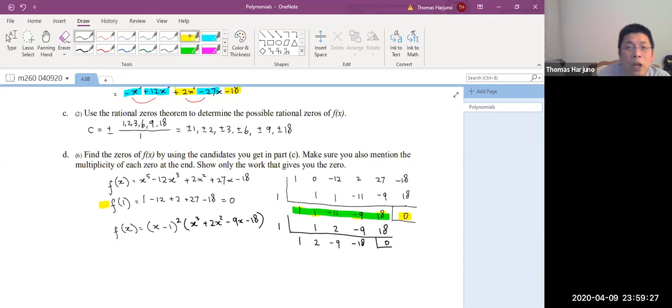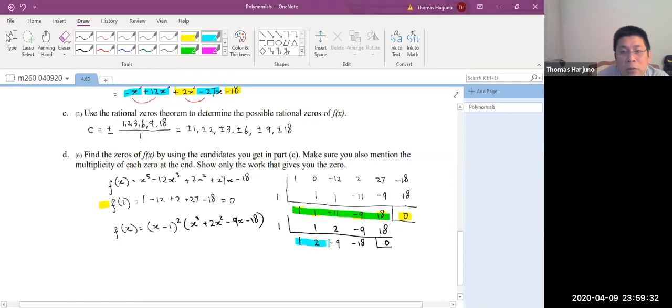Now, with this one, 1, 2, negative 9, negative 18, I don't think the sum is 0. So 1 must not be another zero. Okay, but can you guess another number?